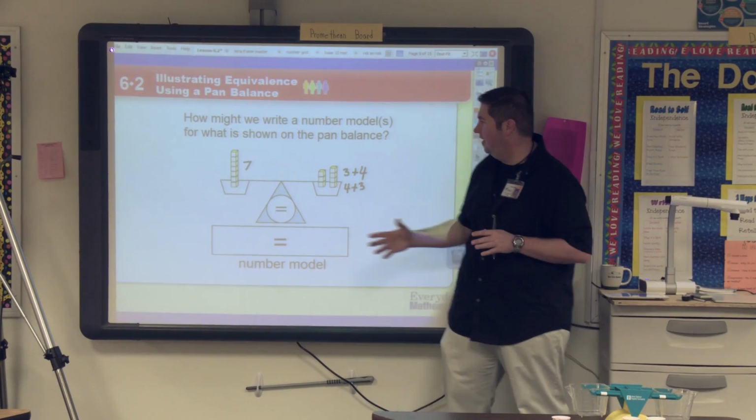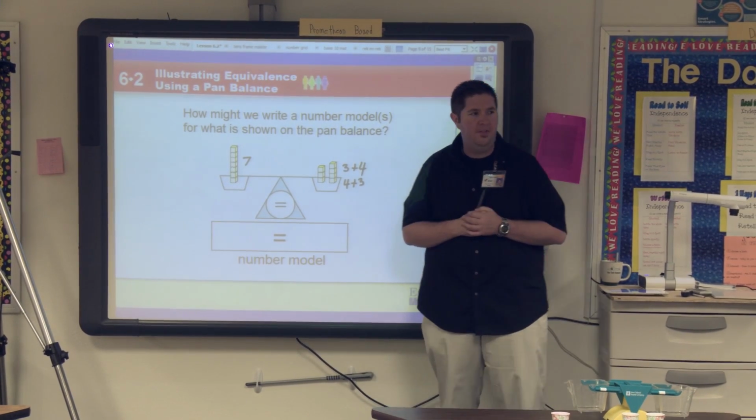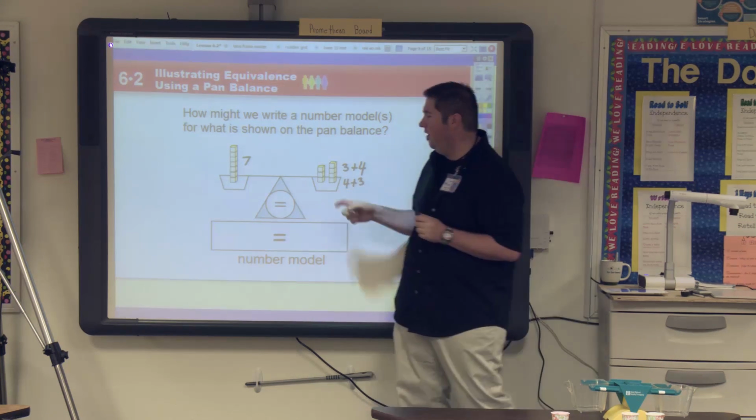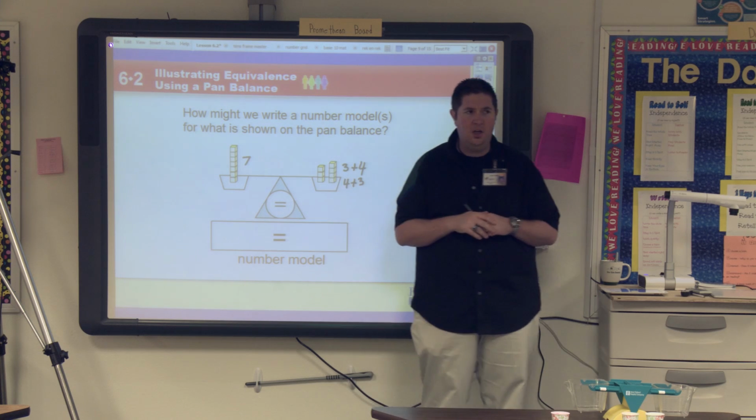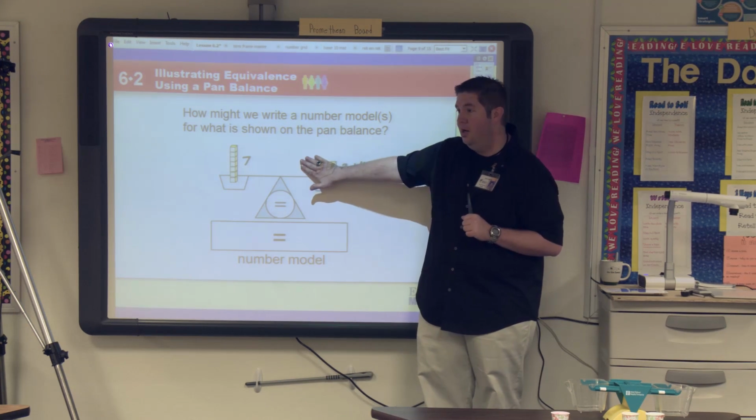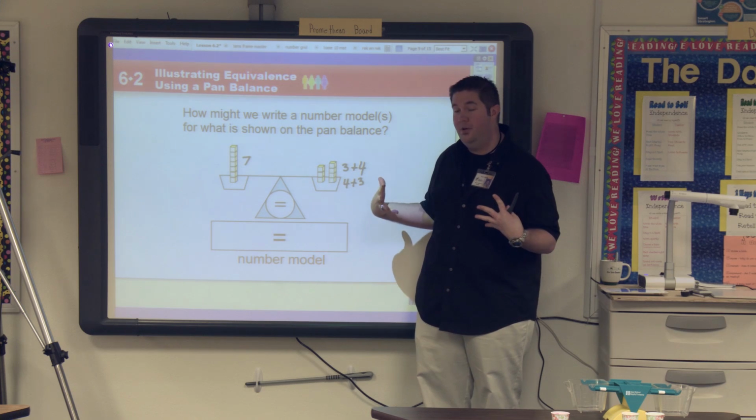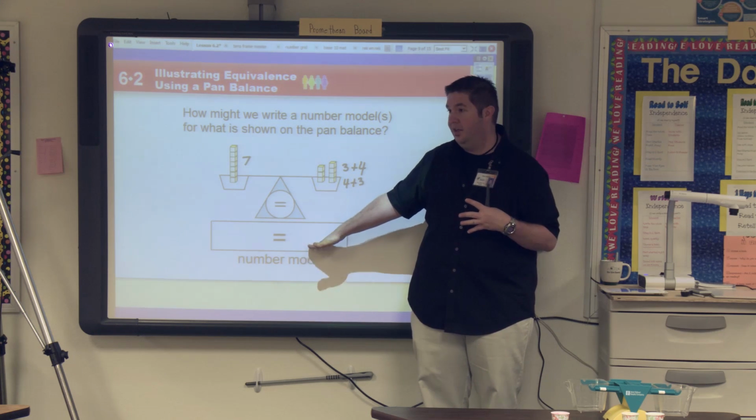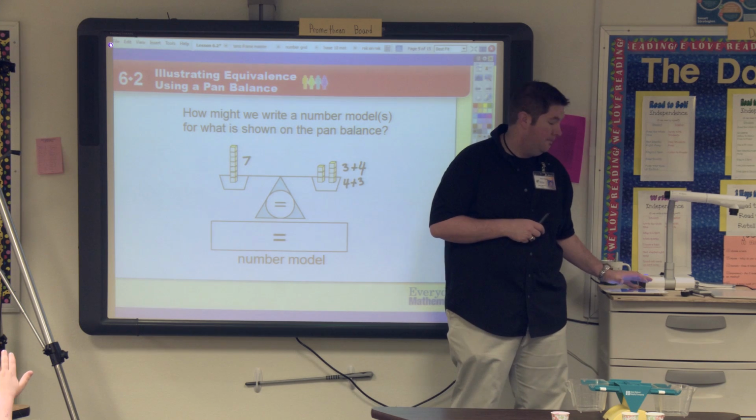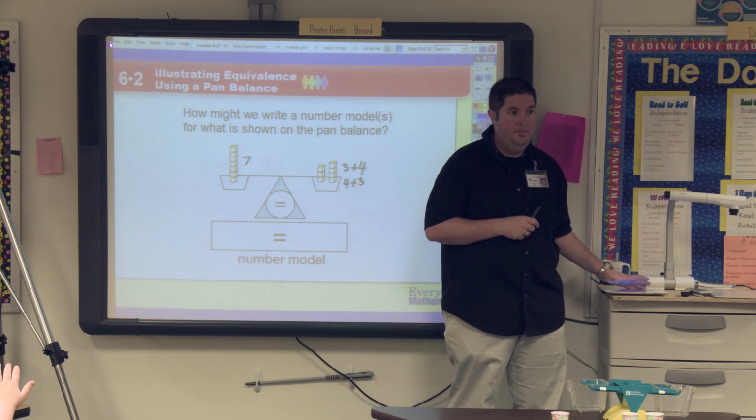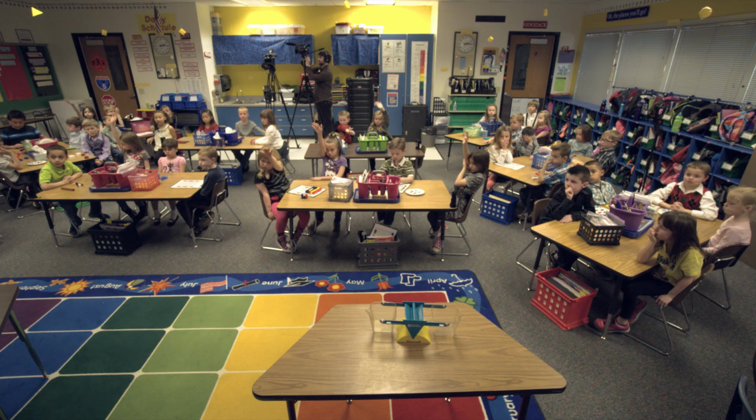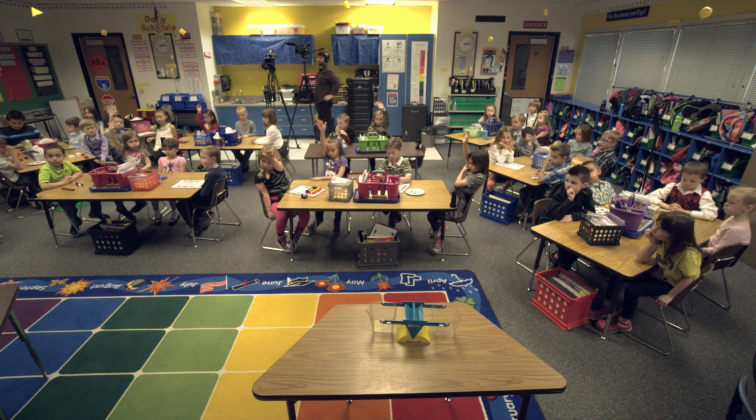Okay, how do I write this again as a number model here? I need another way to write this then. So let's look at our question. How am I going to write a number model for what is shown on the pan balance? I'm going to call a friend up. We'll see if they can write it as a number model now. So here is our 7, and here's 3 add 4, 4 add 3. I need a friend to come up and write it as a number model. Okay, let's see here. How about Jenna?